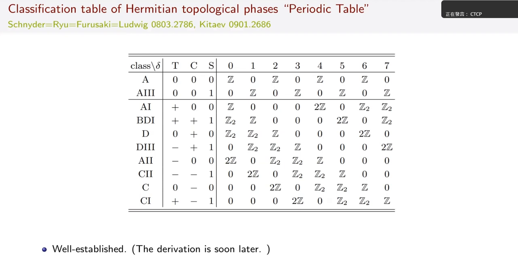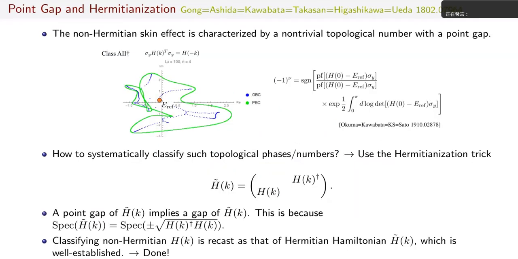And if the classification is 0, there's no such interesting topological phase. Okay, so the reason I showed this table is that the classification of non-Hermitian topological phases is eventually discussed as the classification of Hermitian systems. So, yeah, let me explain.